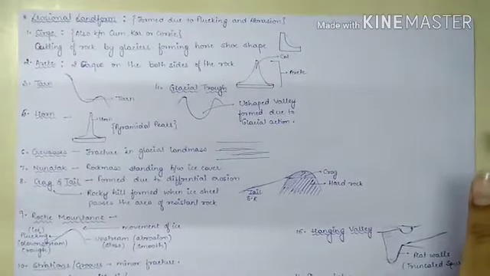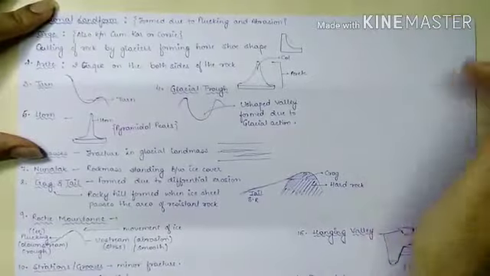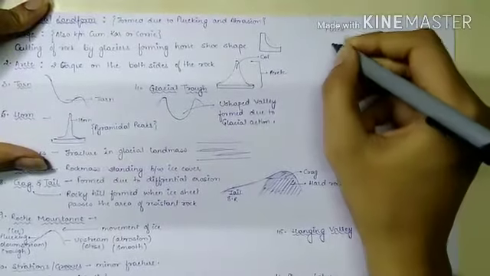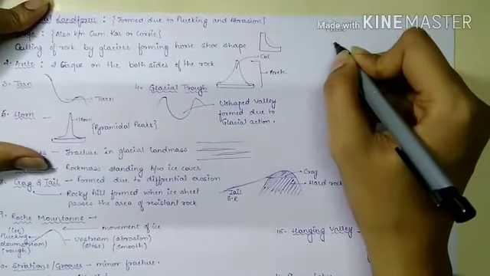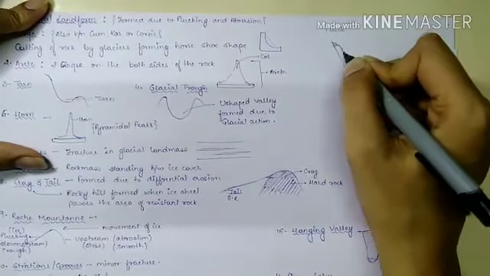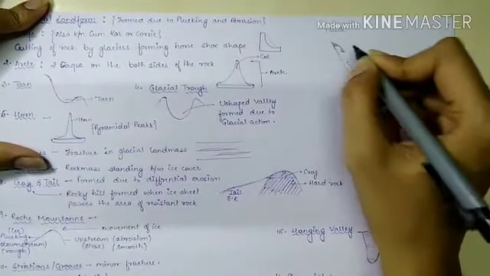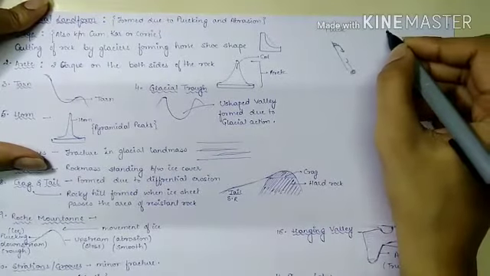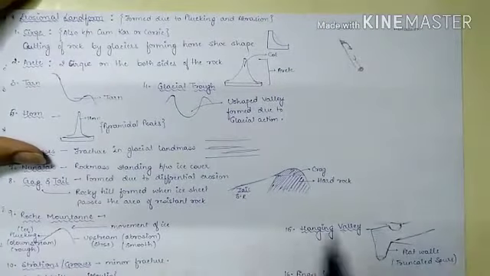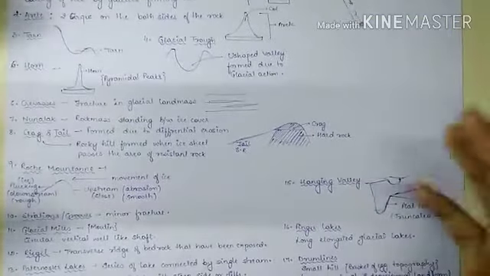Now we will move to glacial landforms. In glacial landforms we will see two types of erosional processes. The first process is plucking. Plucking is when, see, this is the mountain and this is the rock embedded in it. When this rock falls down, this type of breaking of rock is known as plucking. Then we have abrasion. Abrasion we all know. These are the two basic processes by which glacial erosion takes place.